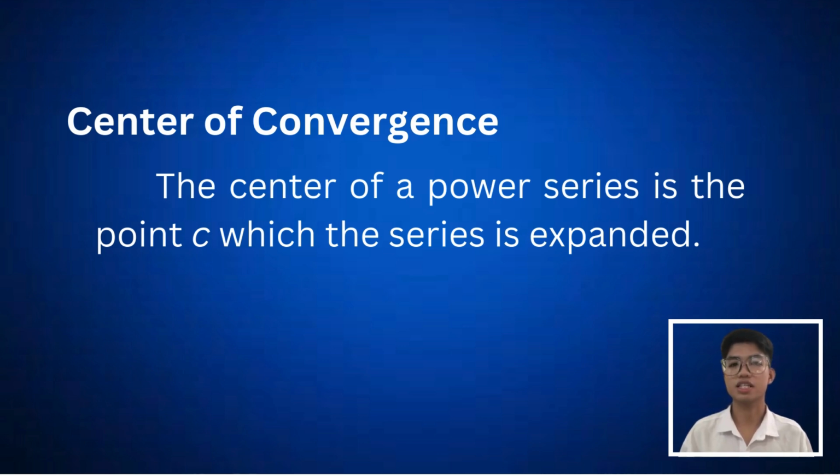Center of convergence. The center of a power series is the point c around which the series is expanded. This is the value of x at which the series is centered, and it determines how the terms are written in terms of x minus c. The power series is usually written as a series of terms involving x minus c raised to n, because the series is expanded around this center.